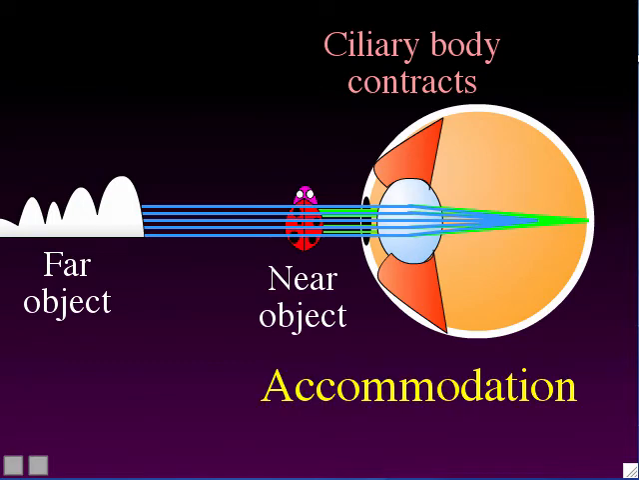And what we just saw there has a term. It's called accommodation. Accommodation means when you contract your ciliary body muscles to change the shape of the lens, to move all the focal points forward in the eye.